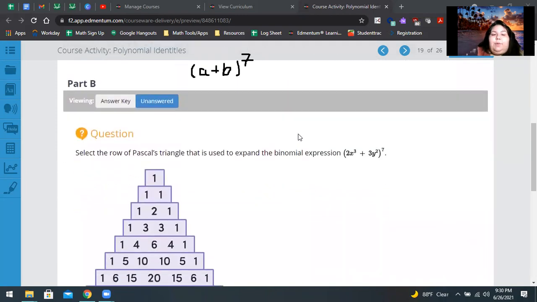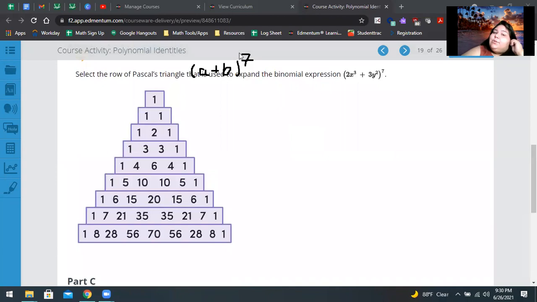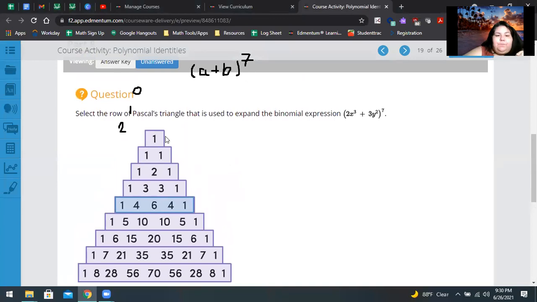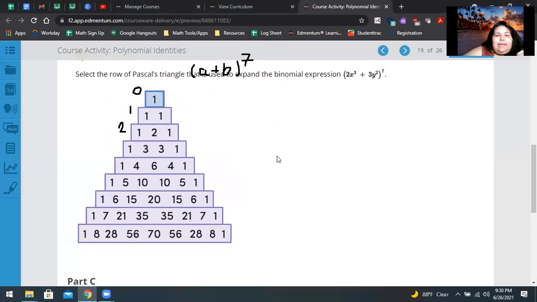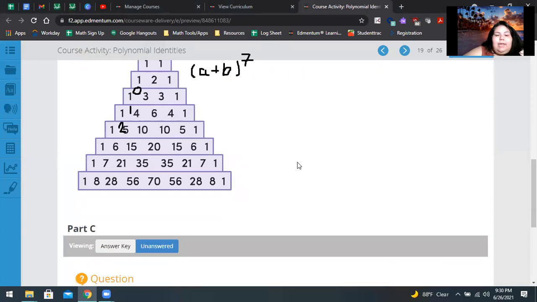Now let's move on to part B. Because we're using it up to the 7th power, we want to find the row for degree 7. Remember, starting from the top right here, this is 0, this is 1, and then this is 2. Continue counting until you get to 7, and then select that row. The one you want is the one for the 7th degree, not the one I'm selecting now, because remember, this starts with 0 and continues increasing by 1. Go ahead and select that.